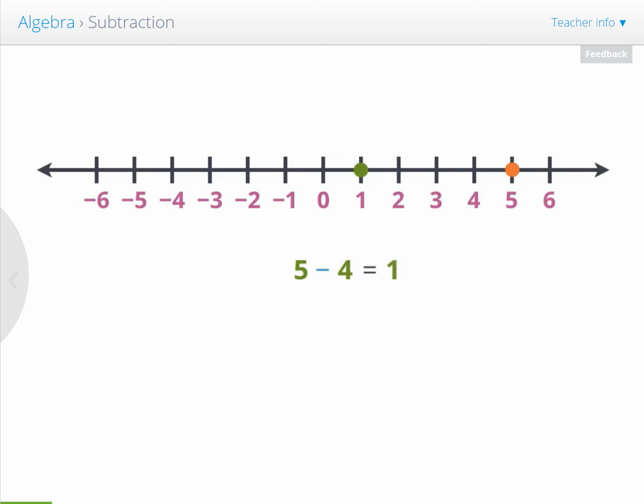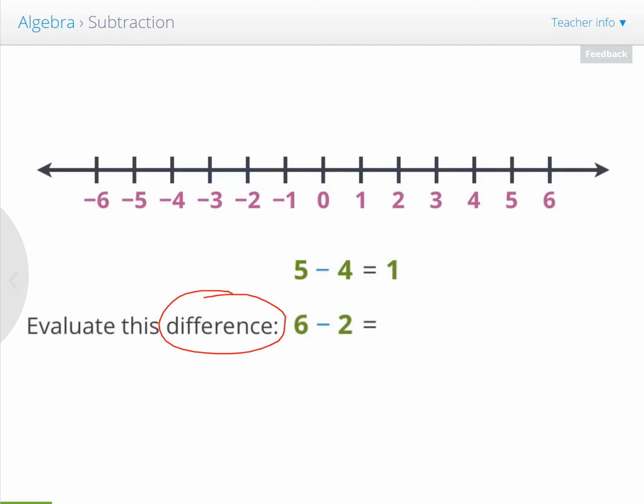Try using the number line to solve another example. What's 6 minus 2? And by the way, difference is a word for what you get when you subtract numbers from each other. Nice. So starting at 6 and moving 2 to the left leaves you at 4. So 6 minus 2 equals 4.